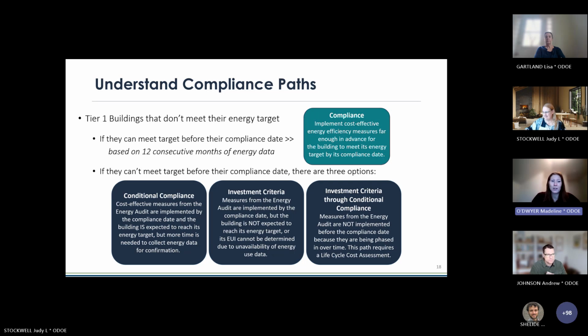I know it's a lot of information. Once again, these slides are going to be on the website, and we have guidance documents that go through every step of the way. I'm going to pass it off now to Lisa to talk more about these energy targets.